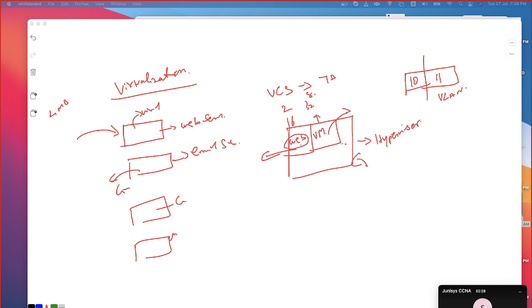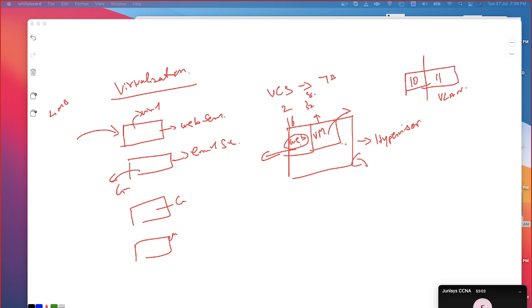So storage can be virtualized, memory can be virtualized, CPU can be virtualized, NIC can be virtualized. Within a host, you have different types of virtualization software. For the hypervisor also, we have two different types of virtualization options. One is called type 1, the other is called type 2. Type 1 is also called a bare metal system, whereas type 2 is called a hosted system.